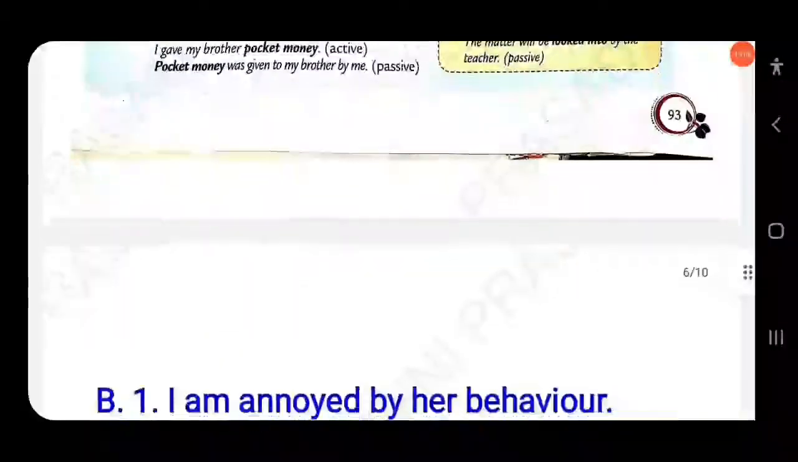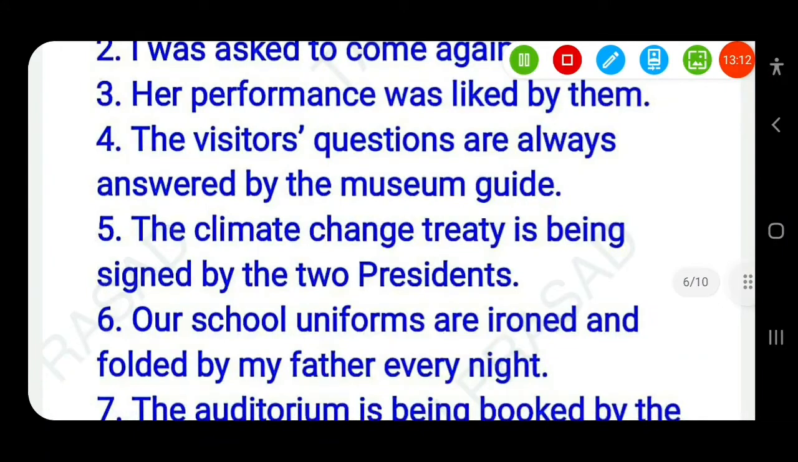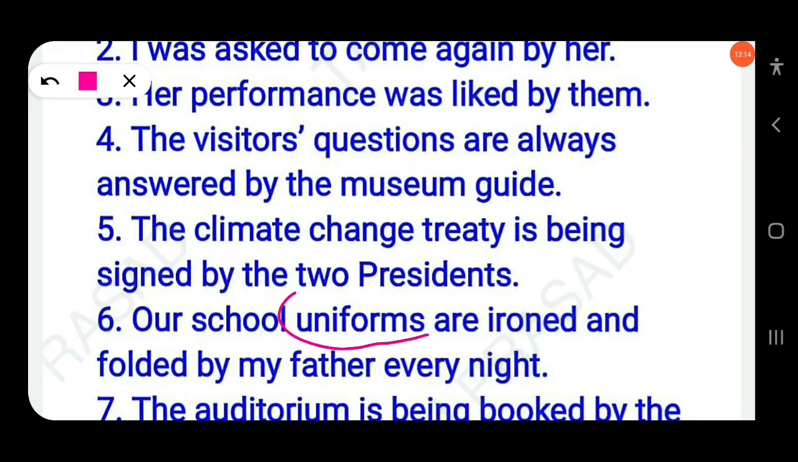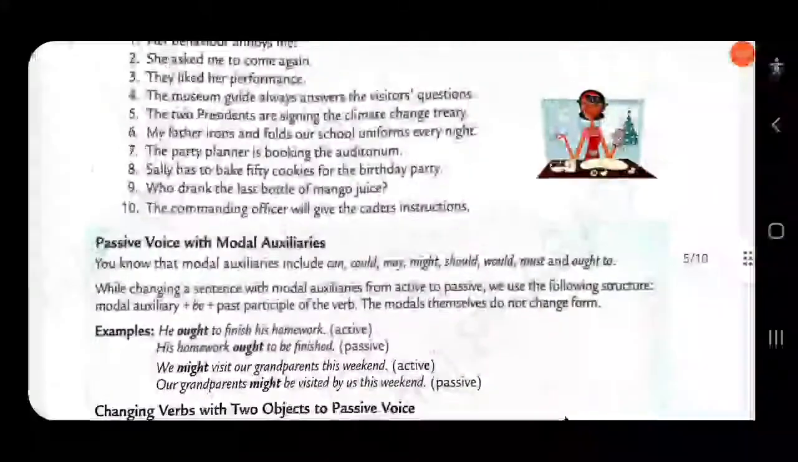So you have to use here is, am, are plus V3. Okay, so here our school uniforms, as the object is plural. Our school uniforms are ironed and folded. So here irons, written in active voice, becomes ironed. Folds in active voice becomes folded in passive. Okay, by my father every night. The agent is my father, by my father. Clear?